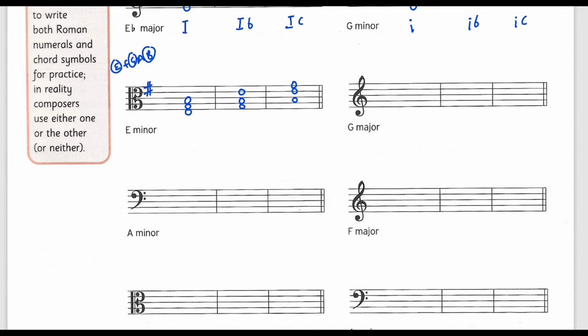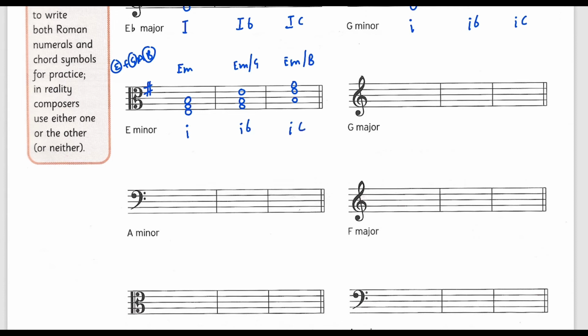Okay, so this is E minor. This is E minor slash G, and this is E minor slash B at the bottom, smaller numeral number.